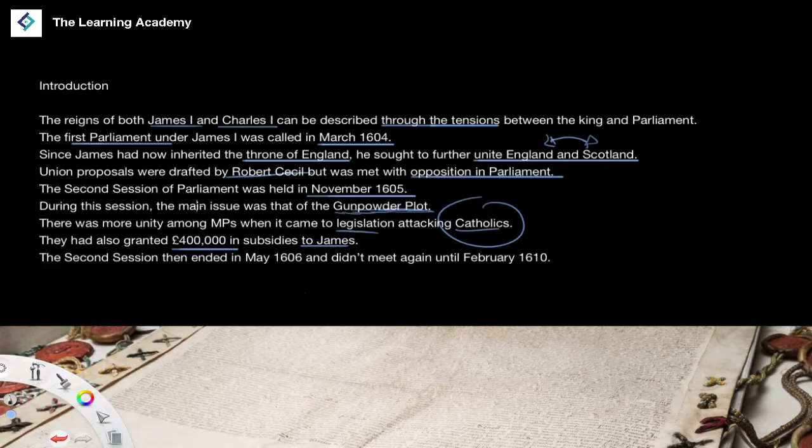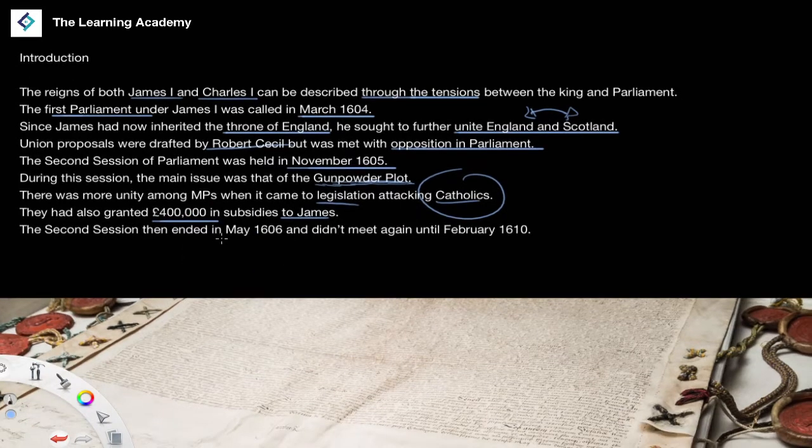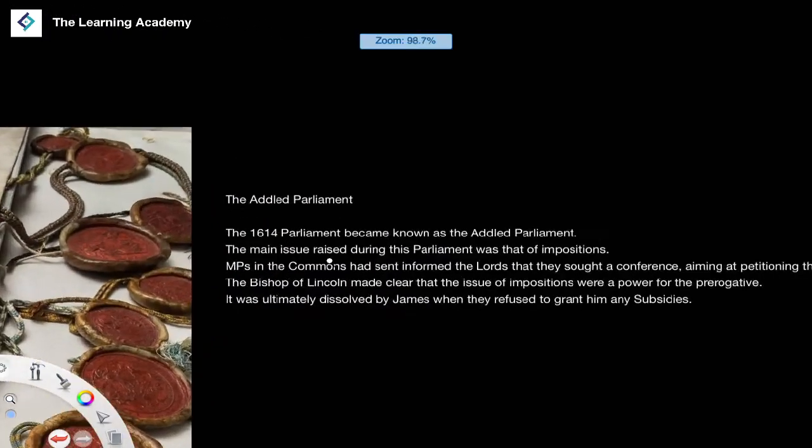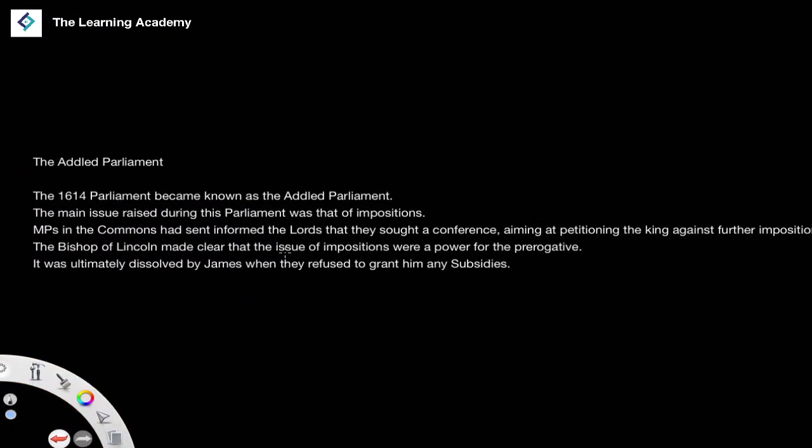So the second session of Parliament ended in May 1606, and they didn't meet again until February 1610. So there's actually a long period of time, effectively 4 years, before Parliament met again. And this brings us to skipping a little bit further ahead. Let's talk about the Addled Parliament of 1614.